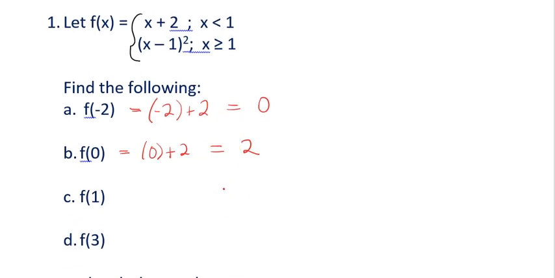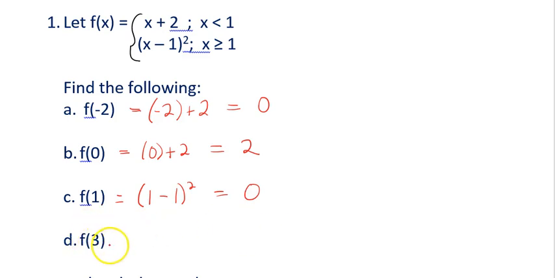Then I come down to C, f of 1. Well, which one does that fit into? That fits into the one where it is equal to 1, and so I'm now plugging into the bottom equation. So I would plug in (1 minus 1) squared, which would be 0 squared, and I would get 0.